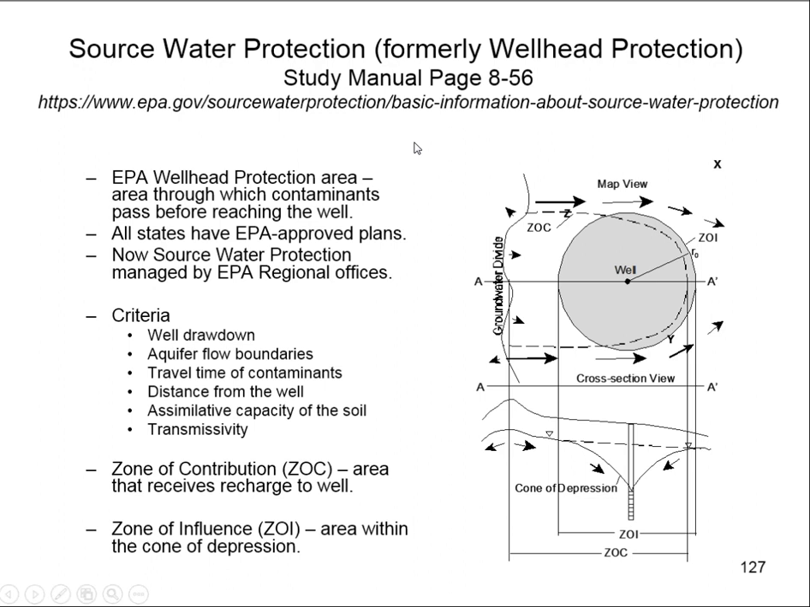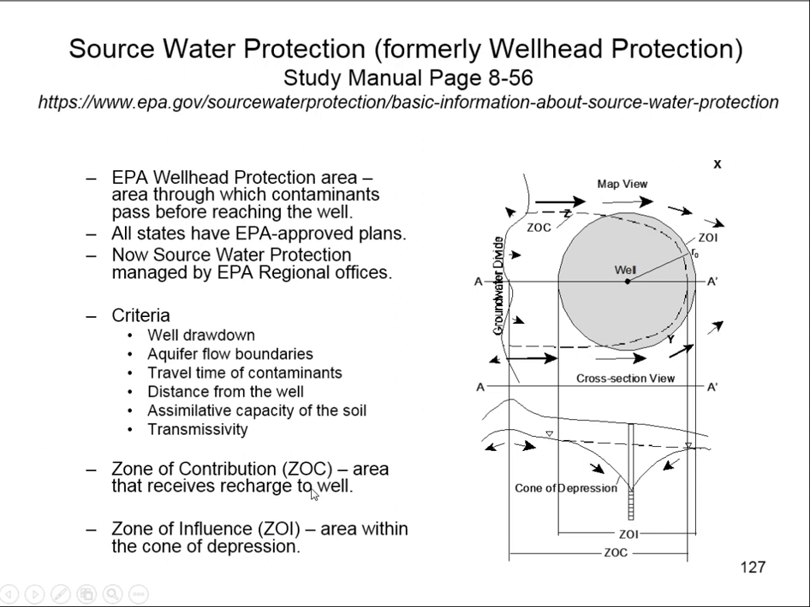Now, how do we protect our well from contaminants? You might see the term wellhead protection. Now that all of the states have EPA approved plans for their drinking water wells, they've moved on to the source water protection. And what we're looking at is to protect the area that could contribute contaminants into the well.